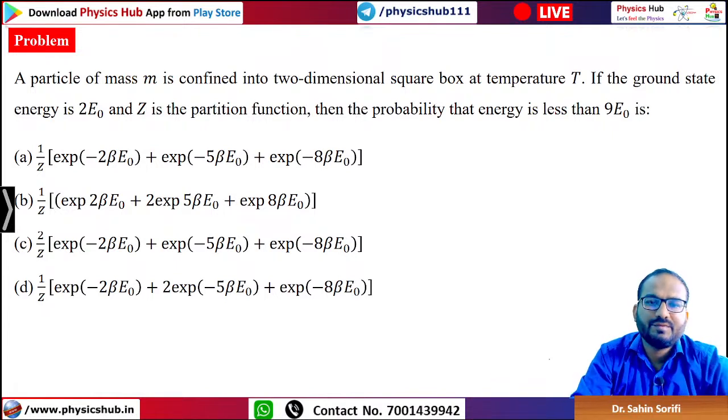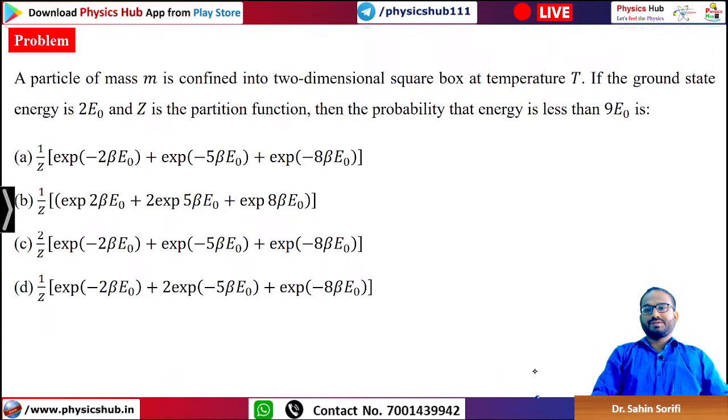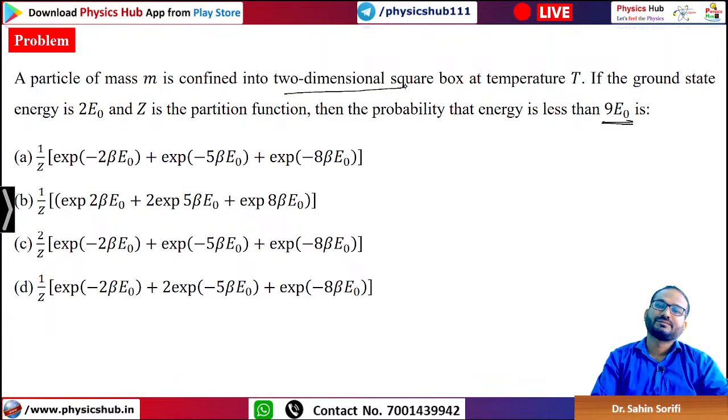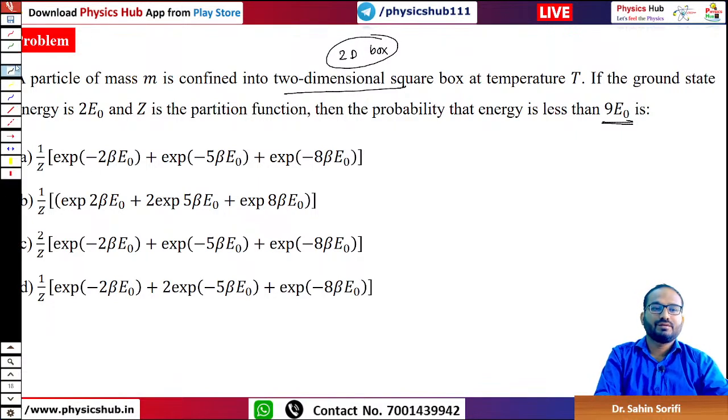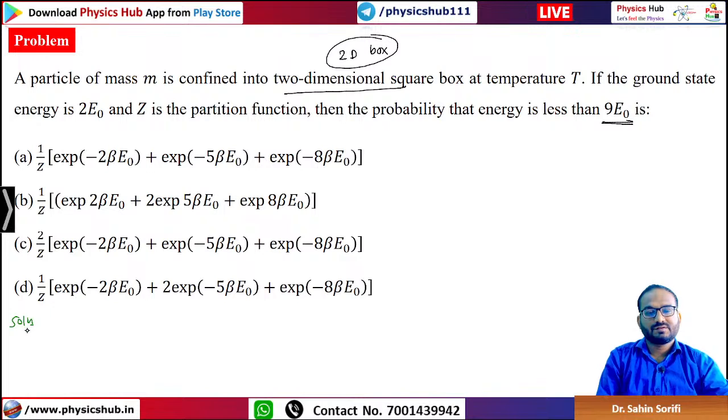A particle of mass m is confined in a two-dimensional square box at temperature T. If the ground state energy is 2E0 and Z is the partition function, then what is the probability that the energy is less than 9E0? It's a very interesting question. So it's a 2D box, a mixture question, mixing of quantum mechanics and statistical physics.